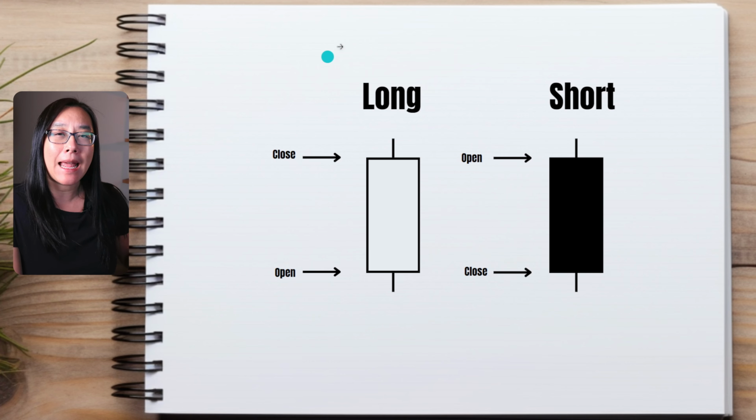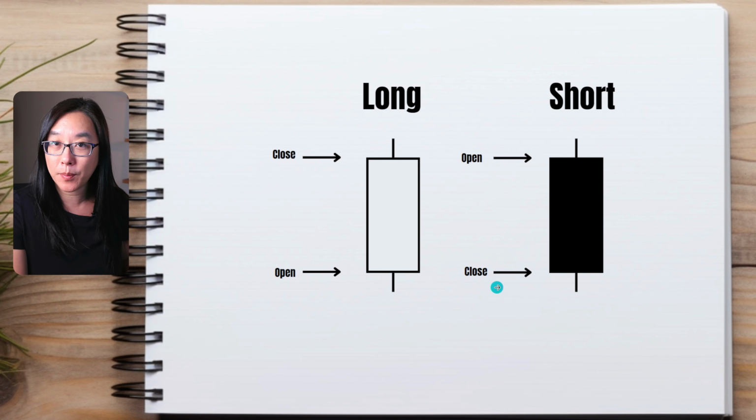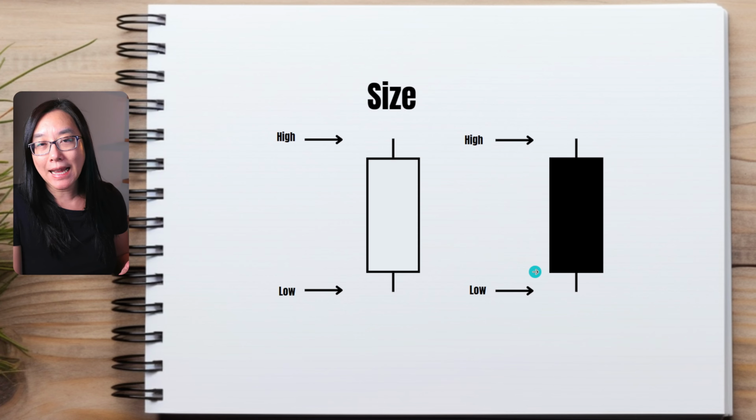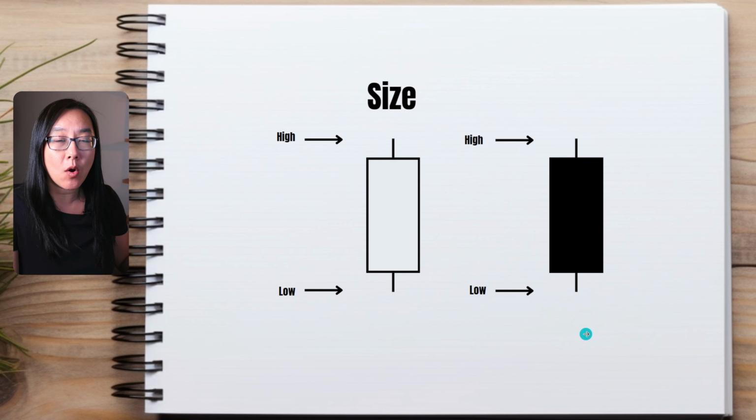Before we get into any data nerd territory, let's define some basics so we're all on the same page. A long bar is when the close is above the open, and a short bar is when the close is below the open. And the size of a bar is defined as the highest price minus the lowest price, regardless of whether it is a long bar or a short bar.